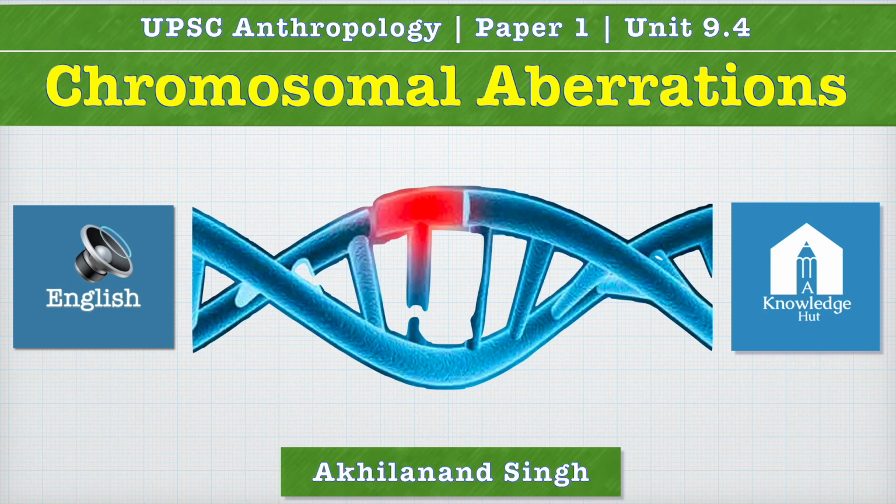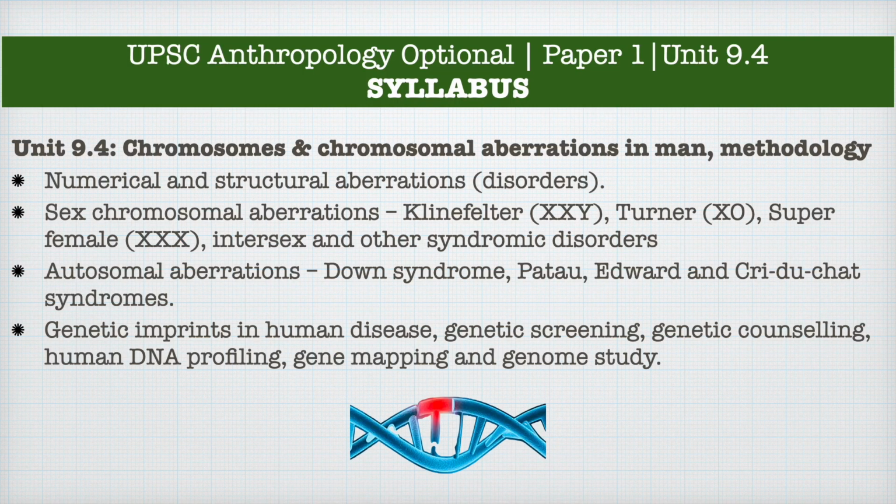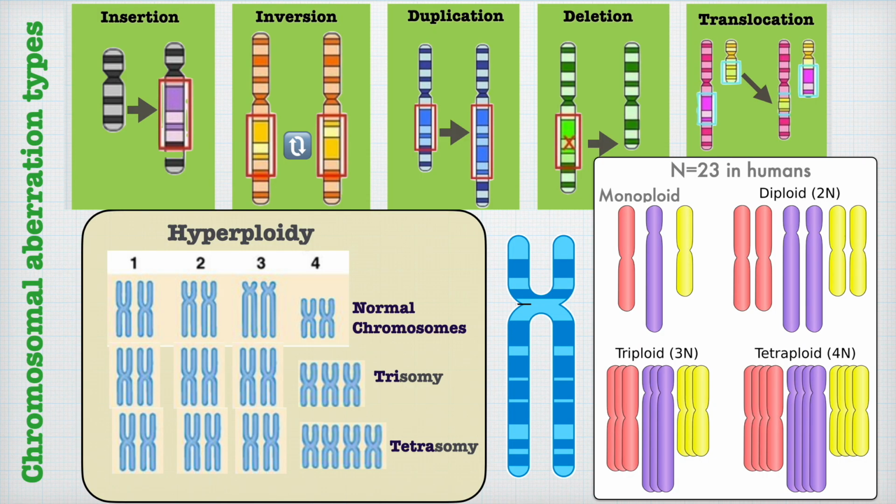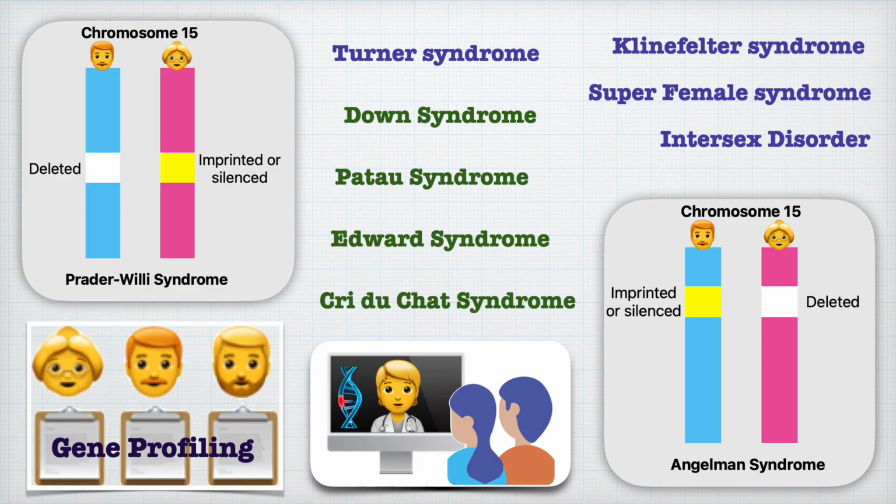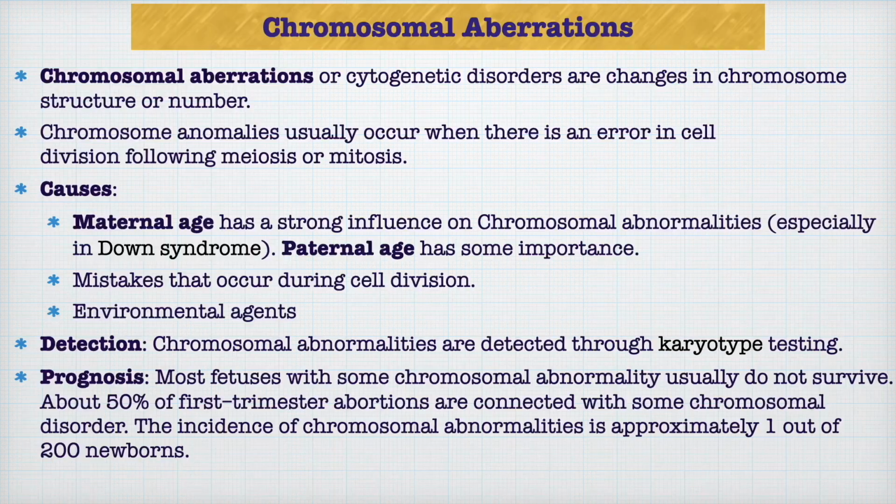Welcome to another video on biological anthropology. It covers Unit 9.4 of the UPSC Anthropology Optional Paper 1. This video is all about chromosomal aberrations. It has 4 sections. The first section discusses various aberration types. The second section talks about syndromes arising out of aberrations. The third section focuses on genomic imprinting, and the final section discusses avoidance techniques for chromosomal aberrations.